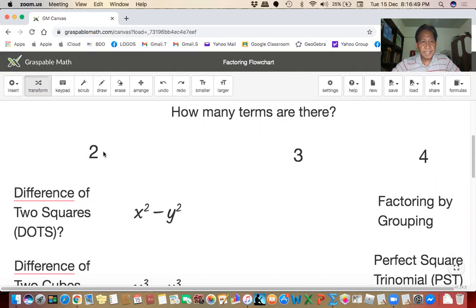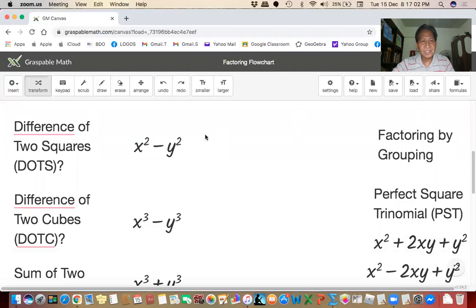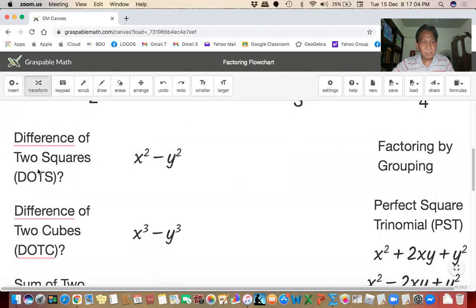So first, let's focus on 2 terms. If there are 2 terms, there are only 3 types of special factors. These are the difference of 2 squares, which looks like this, x squared minus y squared, where both terms are perfect squares, including numbers if there are, and they're connected by a minus sign.